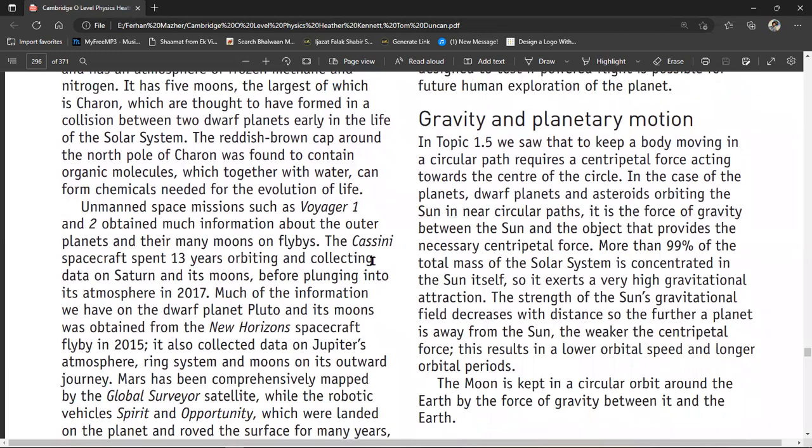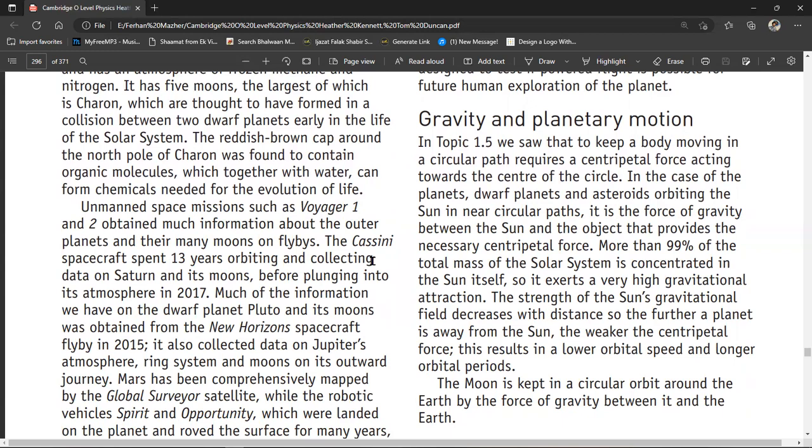In topic 1.5, we saw that to keep a body moving in a circular path requires a centripetal force acting towards the center of the circle. In the case of the planets, dwarf planets, and asteroids orbiting the sun in near circular paths, it is the force of gravity between the sun and the object that provides the necessary centripetal force.